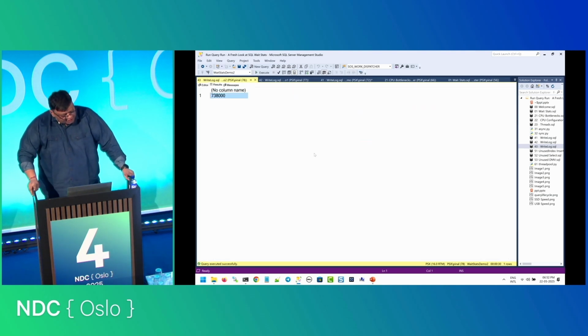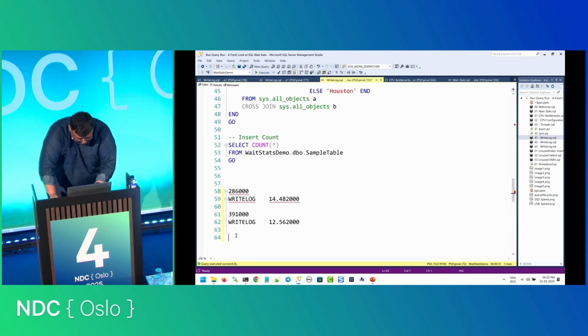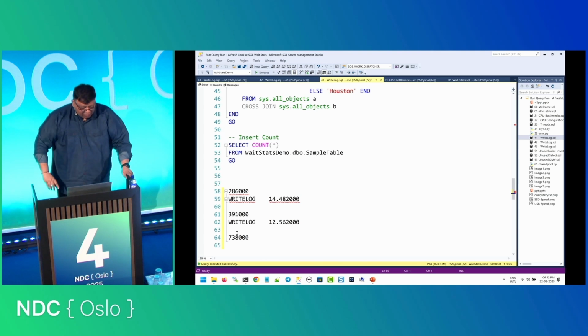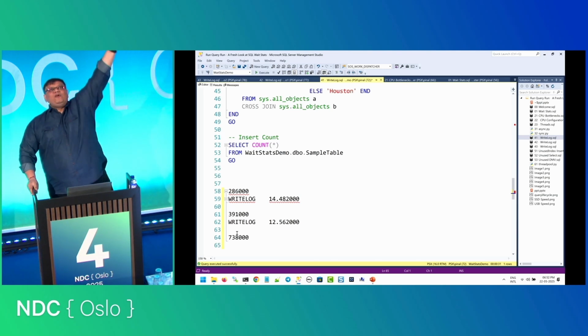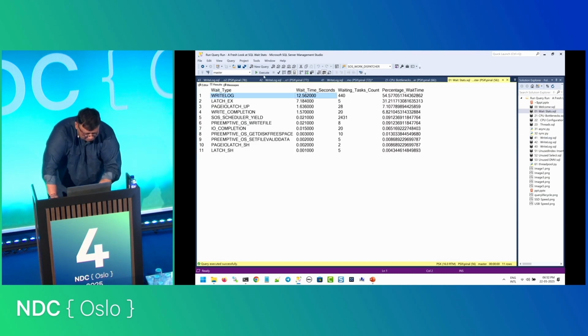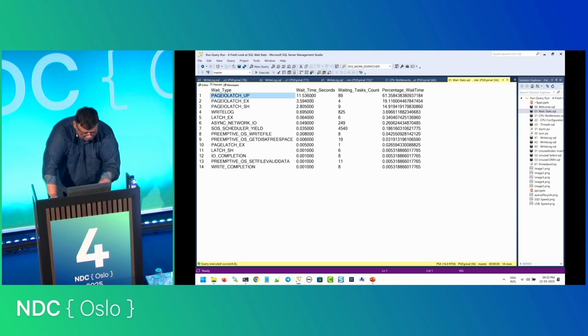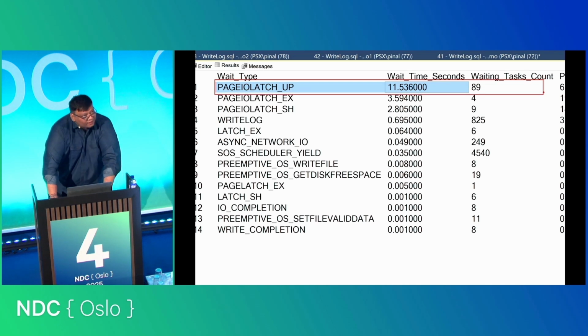Whoa. So, this is a huge number, isn't it? Compared to previous times? Okay, now looking at this, what do you guys think the write log wait will be? How much will it be? More or less? Less? How many for less? How many for more? Let's see. Oh, 11 seconds. No, this is not it.